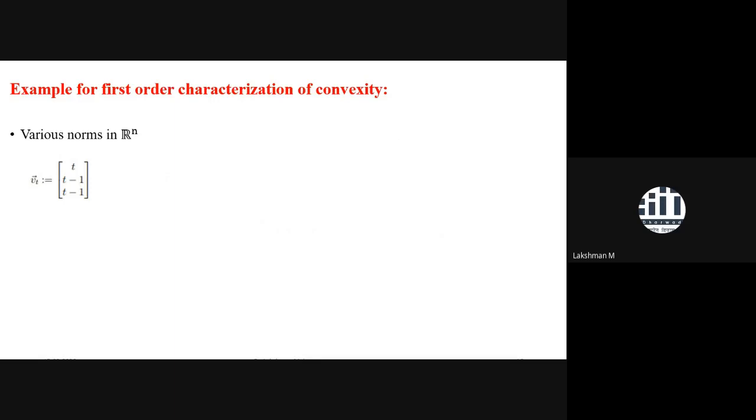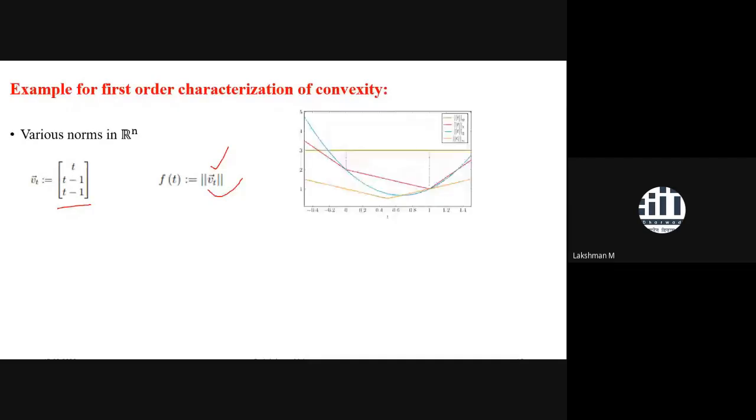So here we will define various norms. We are taking a three-dimensional vector where t is a free variable. There is one free variable. With respect to this, we can define a convex function, the norm. A norm always happens to be a convex function. F of t we are defining as a norm. This can be any general kind of norm, and the plot of the different varieties of norm is already given here.